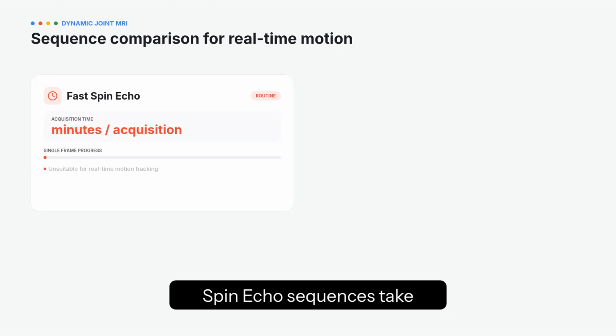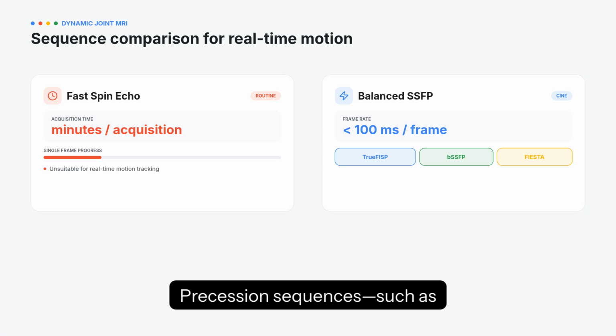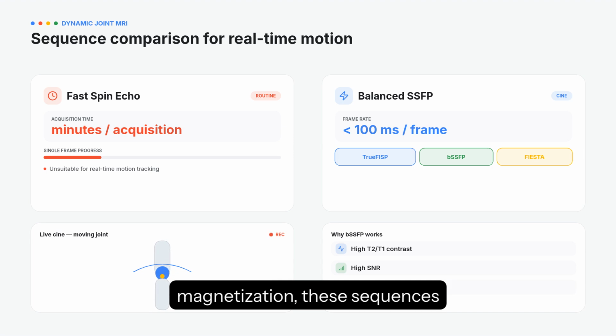For our technologist and student community, acquiring dynamic motion data requires balancing temporal resolution with spatial detail. Routine fast-spin echo sequences take minutes per acquisition, making real-time motion tracking impossible. Instead, we utilize balanced steady-state free precession sequences, such as TrueFISP, bSSFP, or FISTA. By recycling residual transverse magnetization, these sequences deliver high T2/T1 contrast and high SNR at frame rates of under 100 milliseconds, allowing smooth dynamic cinematic visualization of moving joint structures.